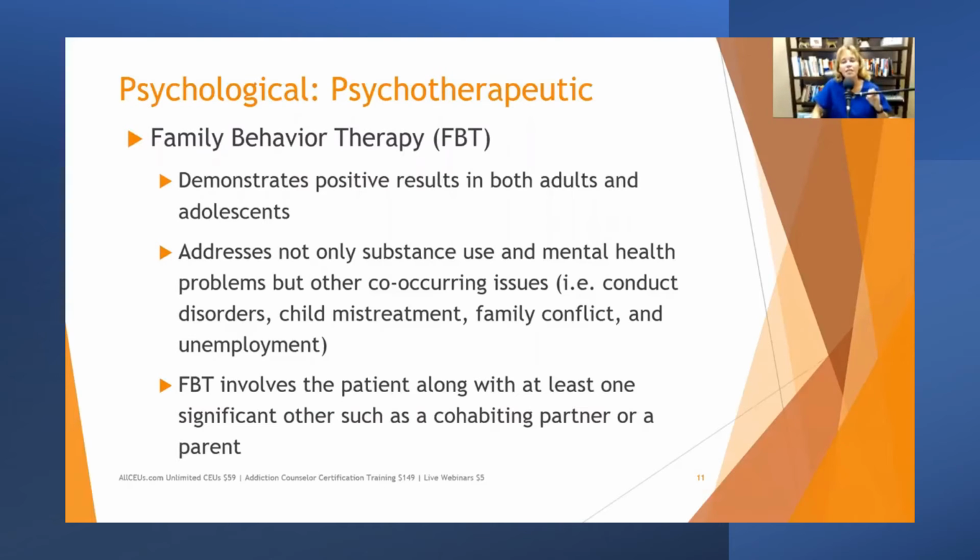The list can go on. Family behavior therapy involves having the patient, along with at least one significant other, such as a cohabitating partner or parent, work together. So you don't have to have the whole family together. A lot of times in addiction, it is not possible to get that whole family together because there are too many people who are hurting. And there are going to be some people who have their own stuff and they're not able to come to the table right now. But it's the patient and at least one other person.